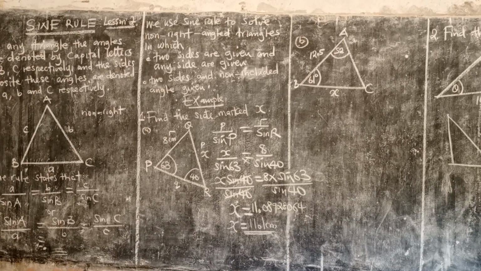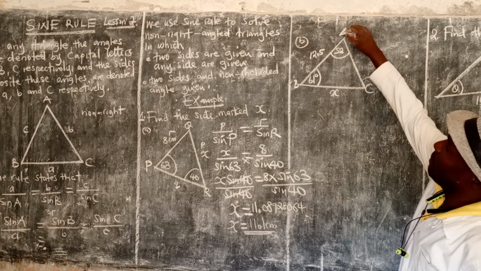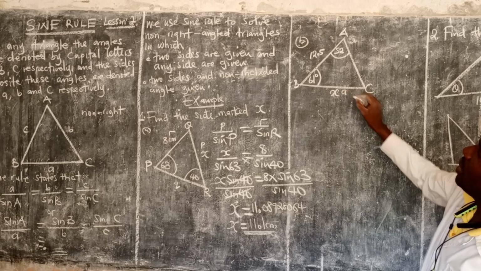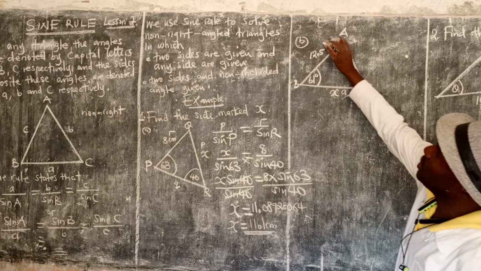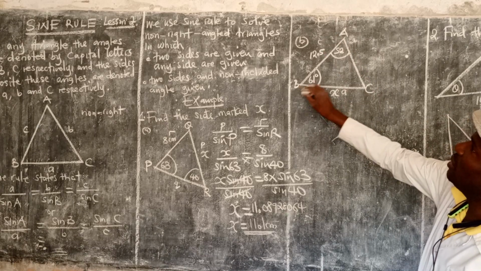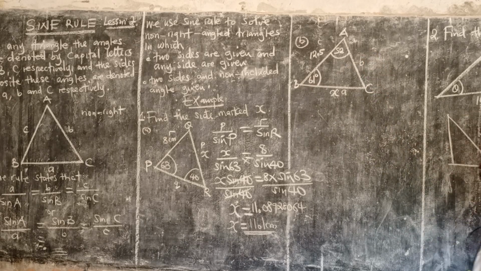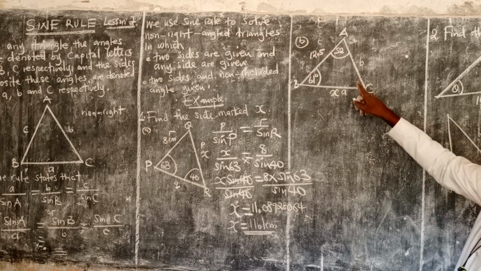We're looking for X. Now when you look at X that we're looking for, first let's identify the letters. If this is A, the opposite is small a. This is C, the opposite is small c. This is B, the opposite is small b. We're looking for X, and what letter is on X? A. But let's look at the opposite there, where the angle is. Do you have the angle there? Yes, we have the angle.